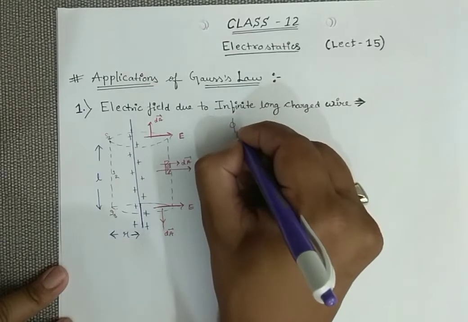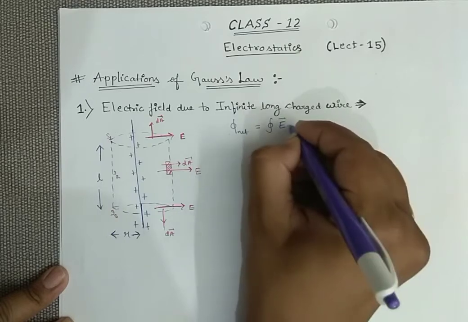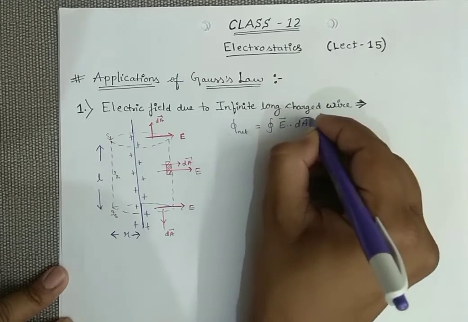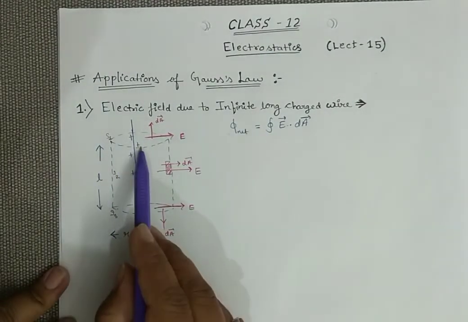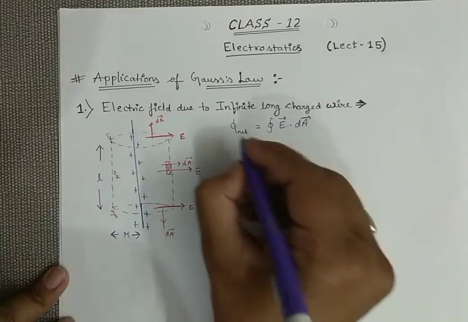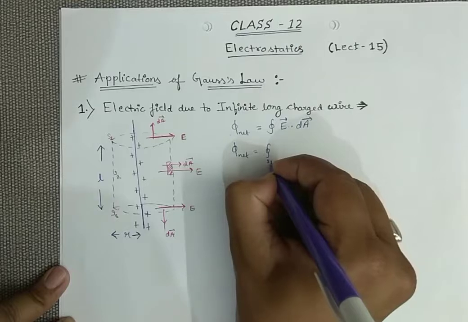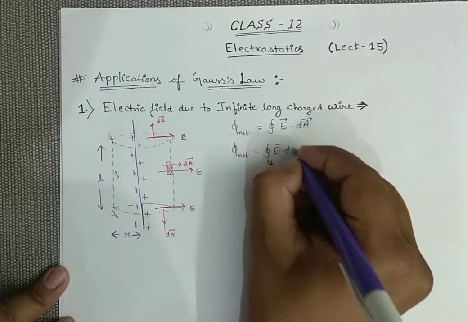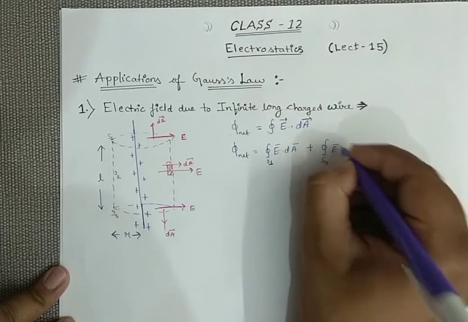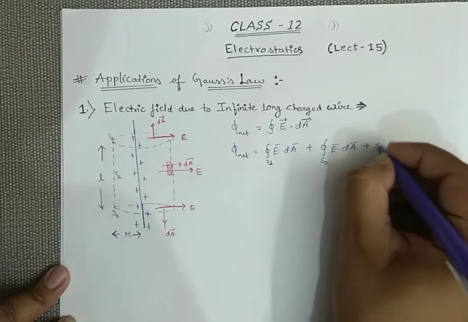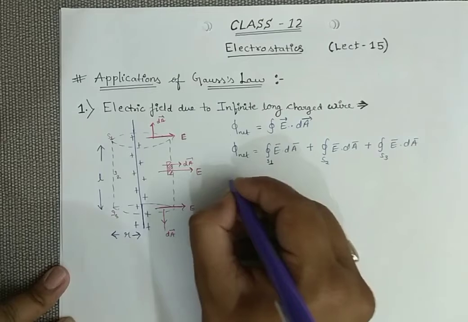So the net electric flux, as we know, the formula of electric flux is the integration of vector E dot dA. Now here we are integrating over the surface, and how many surfaces do we have? Top surface, curved surface and bottom surface. So we have to integrate this flux 3 times. First of all we will integrate it for surface S1, vector E dot dA. Second time we will integrate it for surface S2, vector E dot dA, and third time for surface S3, vector E dot dA.